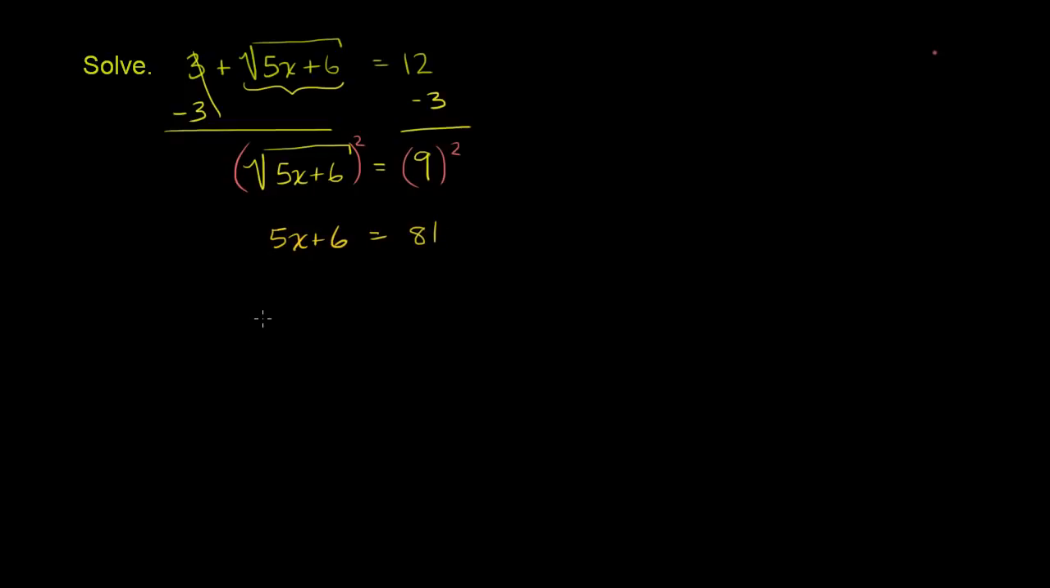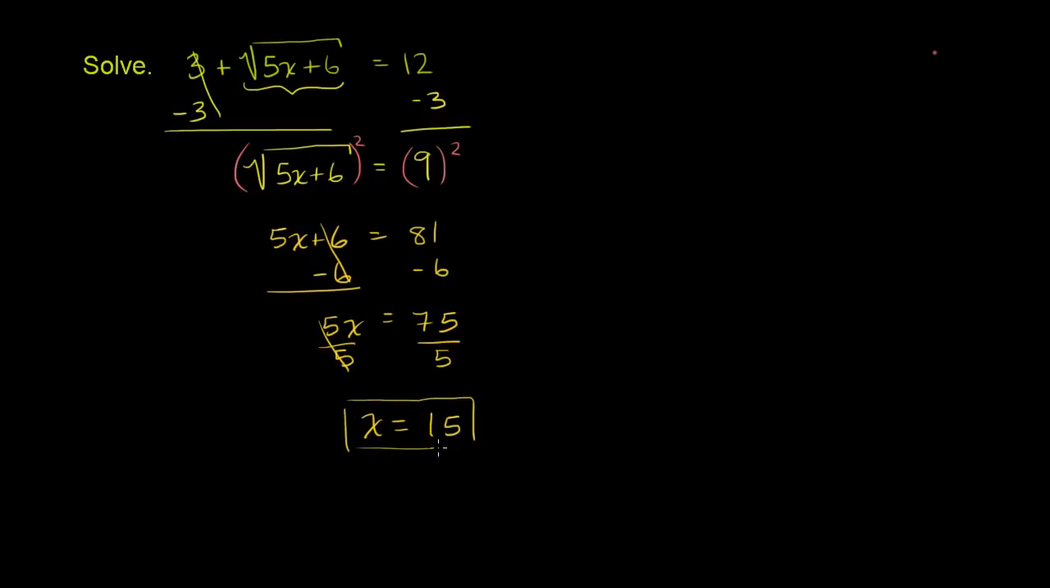And now this is just a straight up linear equation. We want to isolate the x terms. Let's subtract 6 from both sides. On the left-hand side, we have 5x. And on the right-hand side, we have 75. And then we can divide both sides by 5. We get x is equal to, let's see, it's 15, right? 5 times 10 is 50. 5 times 5 is 25. Gives you 75. So we get x is equal to 15.